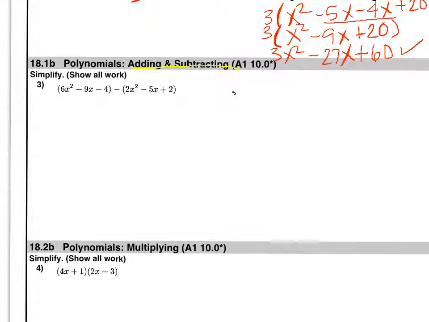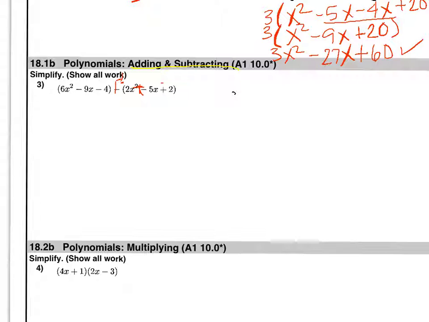Okay, you can distribute the negative, but what happens is you guys sometimes forget that you actually have to distribute that negative. So when you're dealing with subtraction, remember that you change it to addition and change the sign. Well, that negative 1 has to be distributed through. So you really get a negative 2x squared, a positive 5x, and a negative 2.